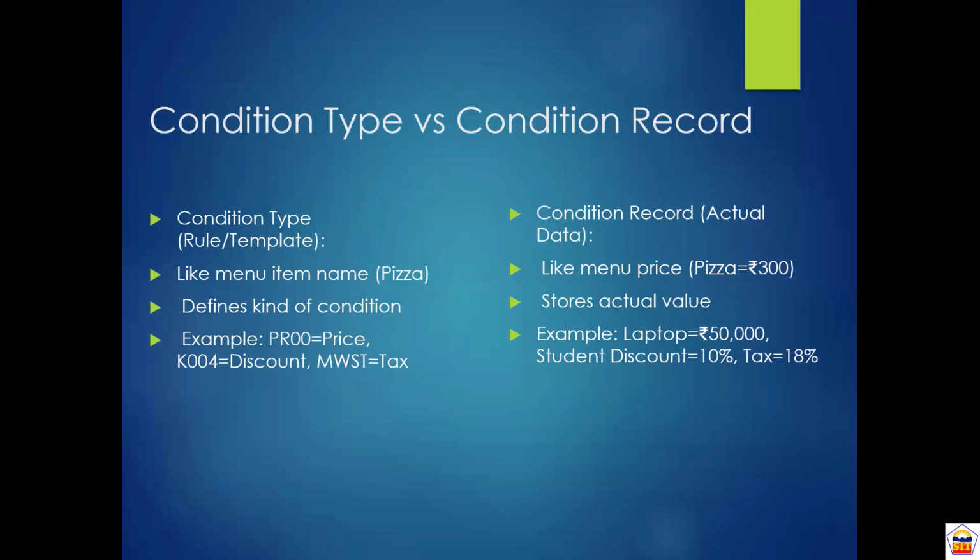So what's the difference between the condition type and the condition record? The condition type is a kind of rule or template, whereas the condition record is the actual data which we use in the sales order. For example, if we have a pizza as a menu item, that could be the condition type. And if we have a price for this item, let's say 300, that is going to be the condition record for that condition type.